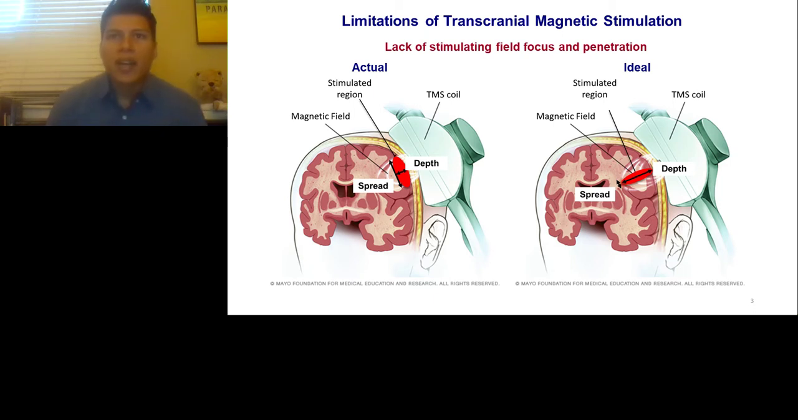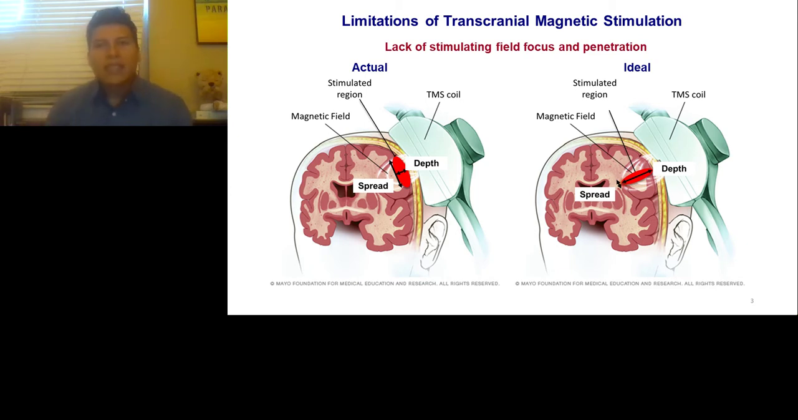So here I show an illustration of the stimulated region during TMS on the left side. And so we can see that the stimulated region is very wide or has a large spread, and it's very shallow or has a very small penetration depth. And so what we would actually like to see during TMS, it's what in electromagnetics we would call a pencil beam type pattern of stimulation, where you have a very small spread and a large penetration depth. And so the stimulated region looks like a pencil beam.